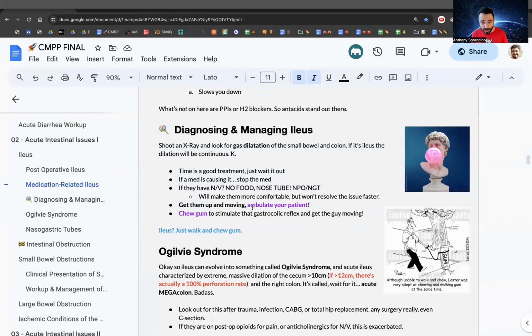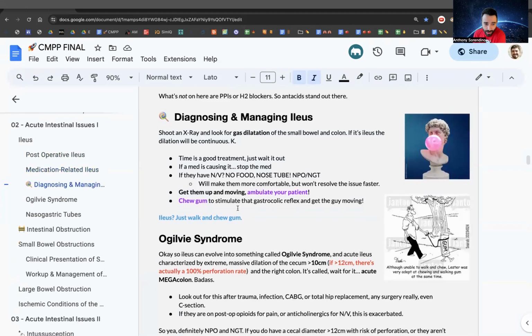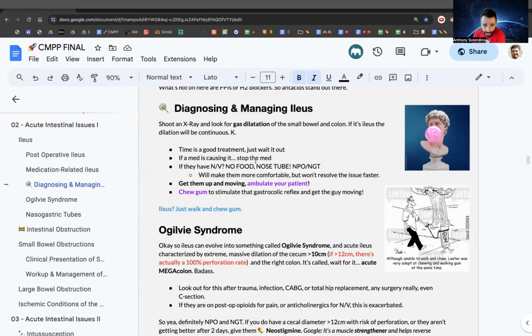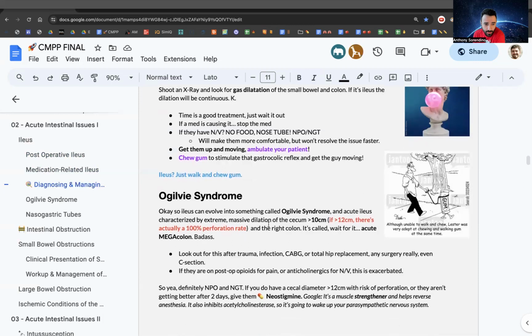The big management of an ileus: walk and chew gum, get them up and moving, get them ambulating. The worst thing you can do is just have them sit down, okay? Chewing gum is going to stimulate that gastrocolic reflex. If they have nausea and vomiting, you want to do NPO and an NG tube. Obviously, if a med is causing it, just stop the med. And this is a good treatment. I'm sorry, time is a good treatment. Just wait it out.